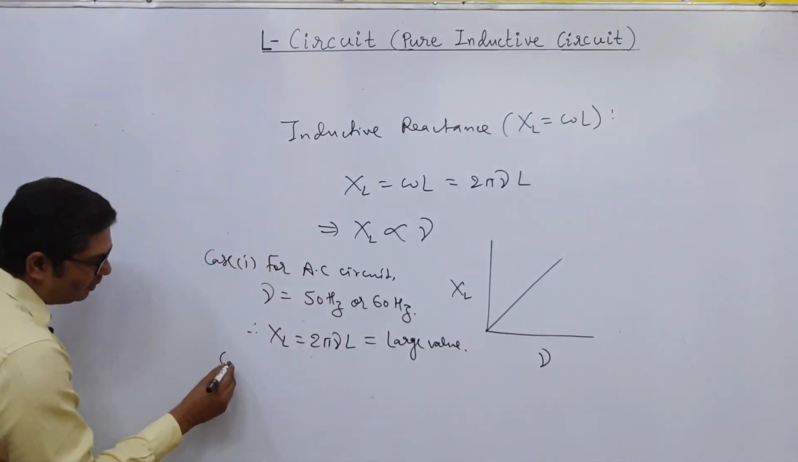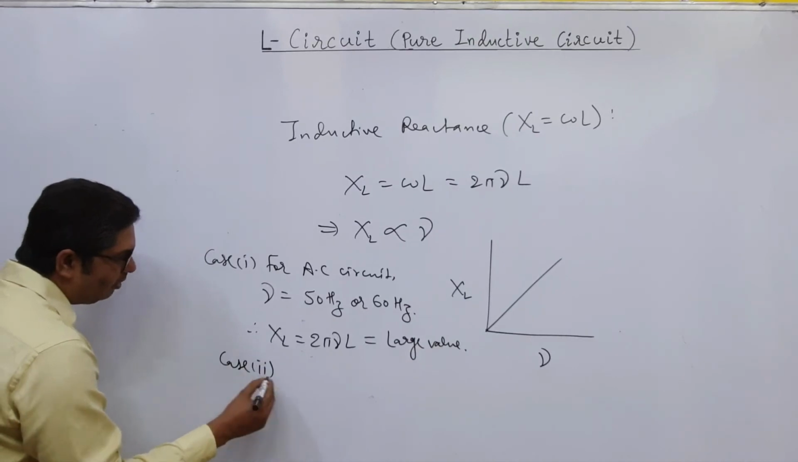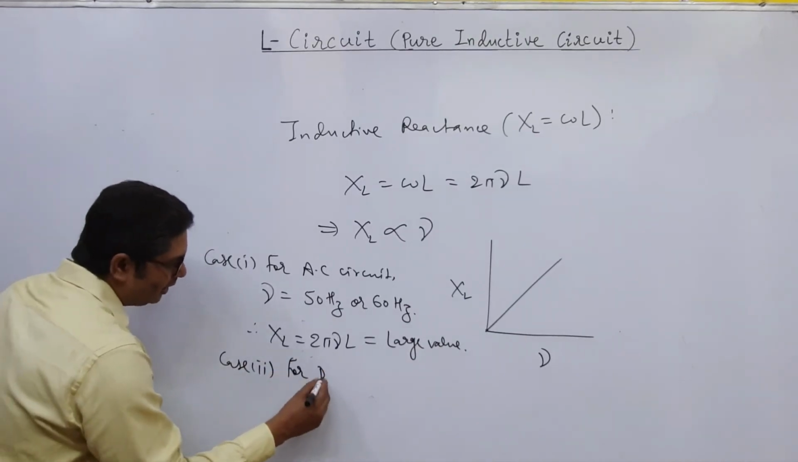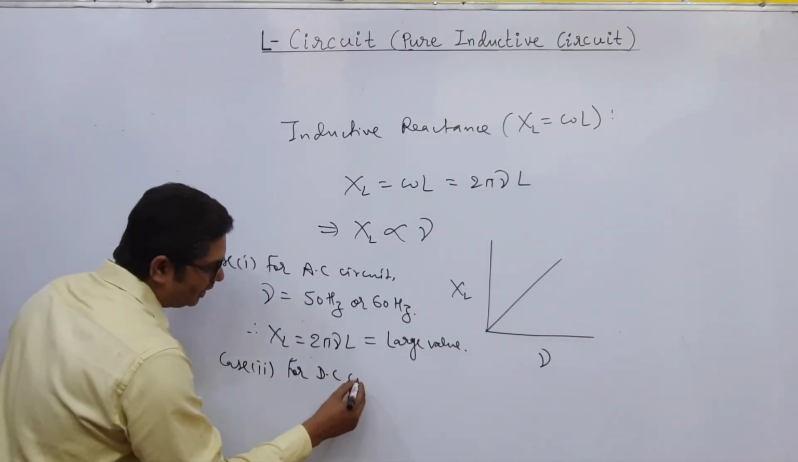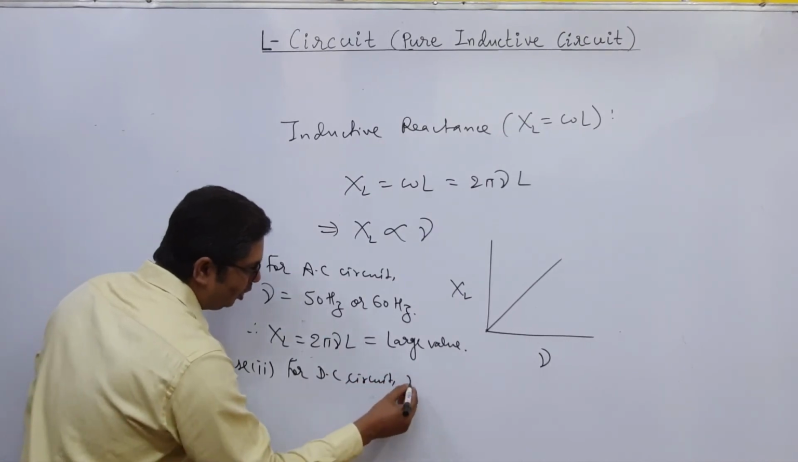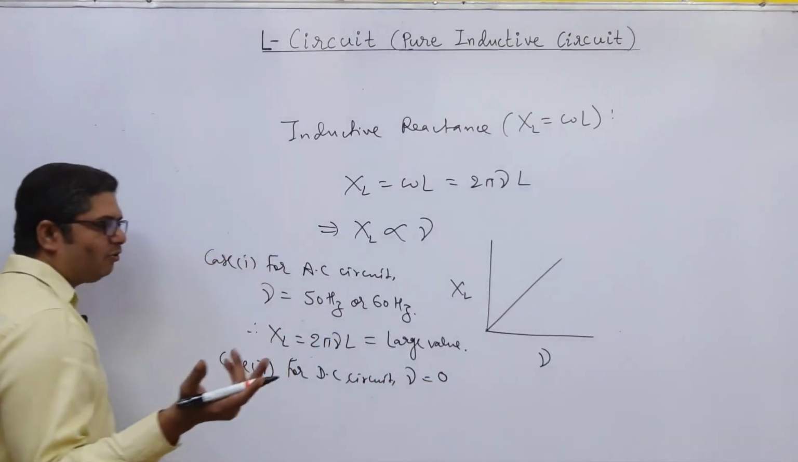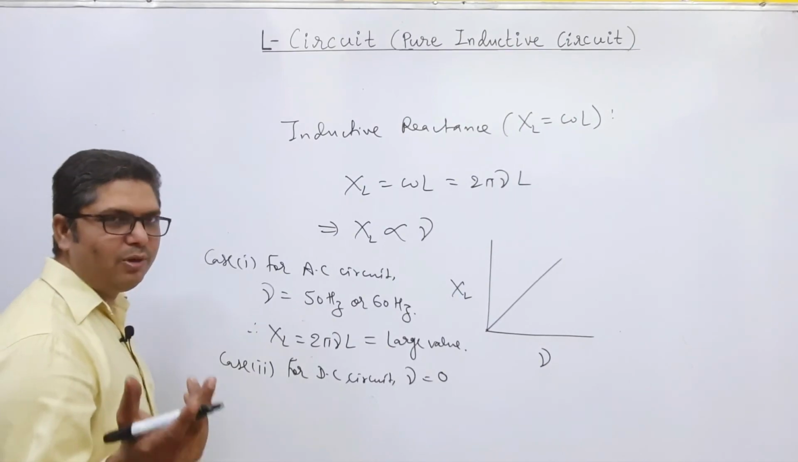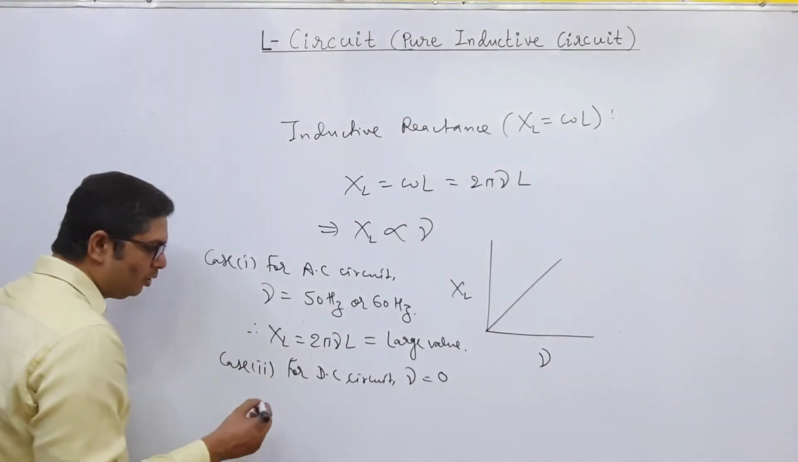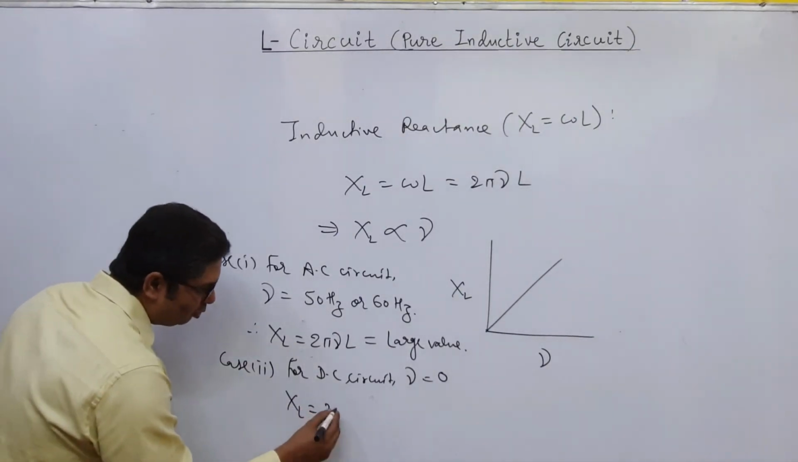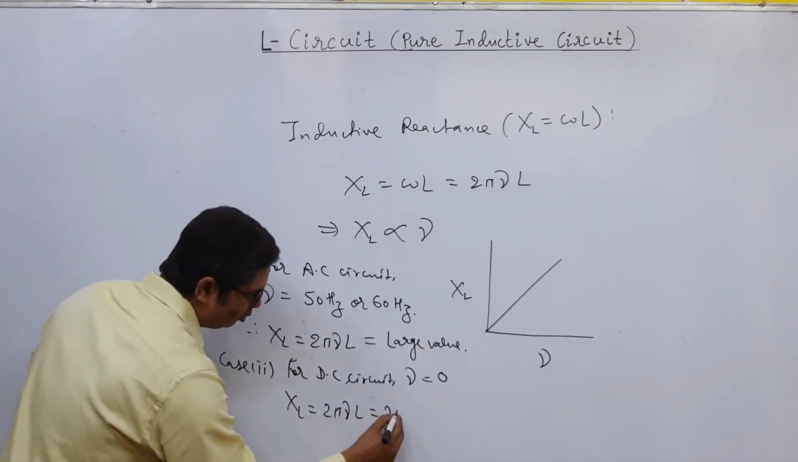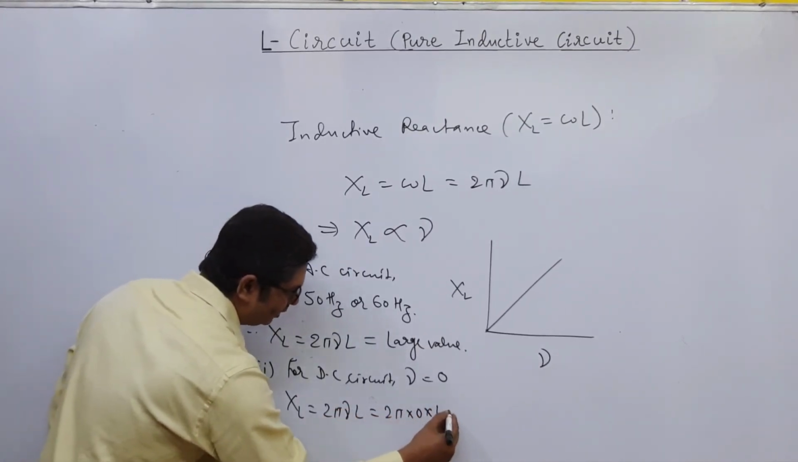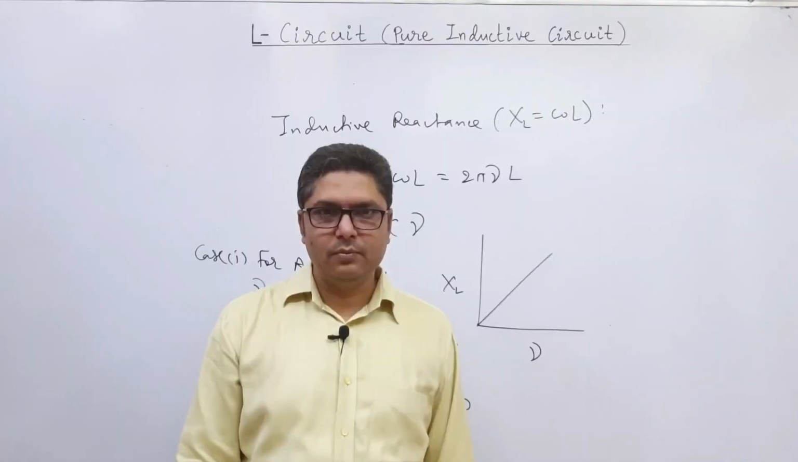And case number two, for the DC circuit, nu equals 0. This means that there is no frequency for this circuit. For DC, the current is constant. Therefore, XL equals 2 pi nu L equals 2 pi into 0 into L, which equals 0.